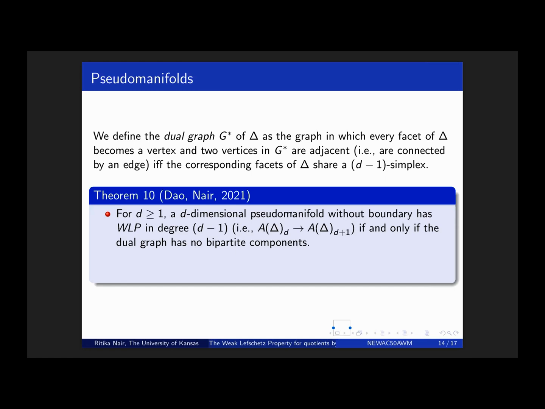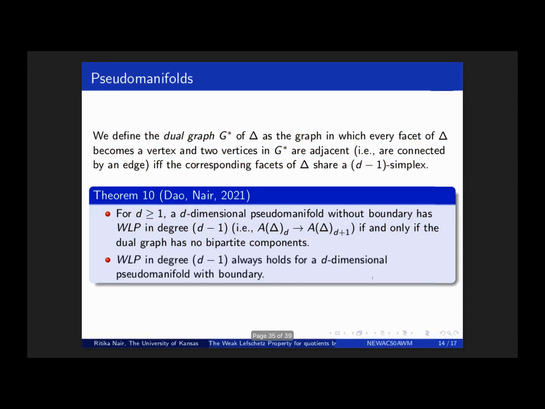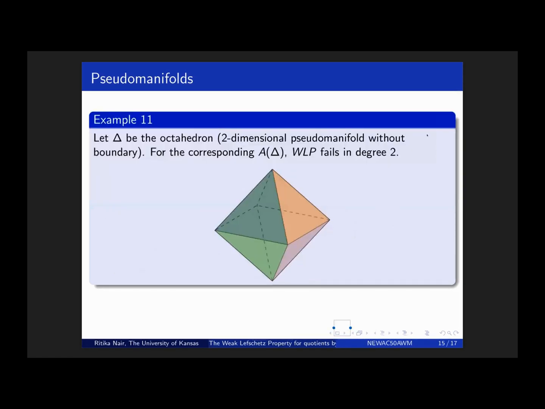So if we have a D-dimensional pseudomanifold without boundary, then the WLP will hold in the last dimension, that is the D-1 dimension, if and only if the dual graph has no bipartite components. It'll be easier to demonstrate with an example. So I'll go on to the next part. And in case of pseudomanifolds with boundary, it was observed that the Lefschetz property would always hold in the last degree. Just to demonstrate with an example, this is the last part.